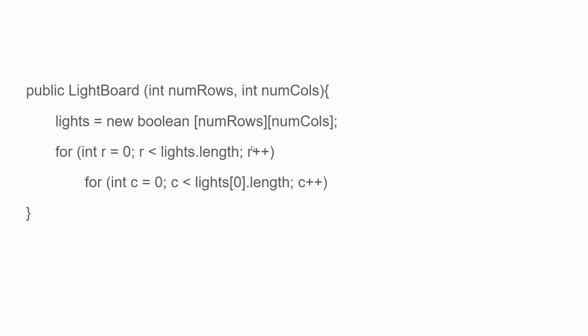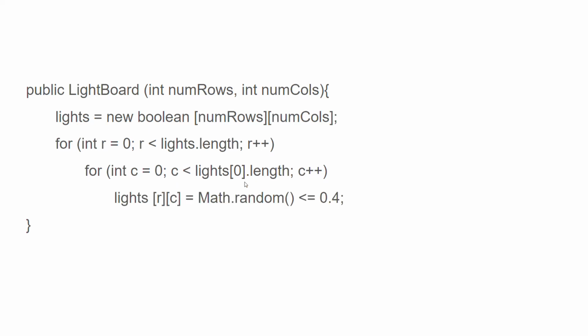So we're going to be incrementing our row, and every time we do that, we're going to be incrementing our column from 0 to whatever the length is. The last part is actually giving each cell a value. lights[r][c] represents the current element in the 2D array that we're on. It takes the row that we're on, it takes the column that we're on, and assigns it a true or false value. The reason we're checking Math.random() is less than or equal to 0.4 is that we want to create a 40% chance that this value is true, and a 60% chance that it is false.